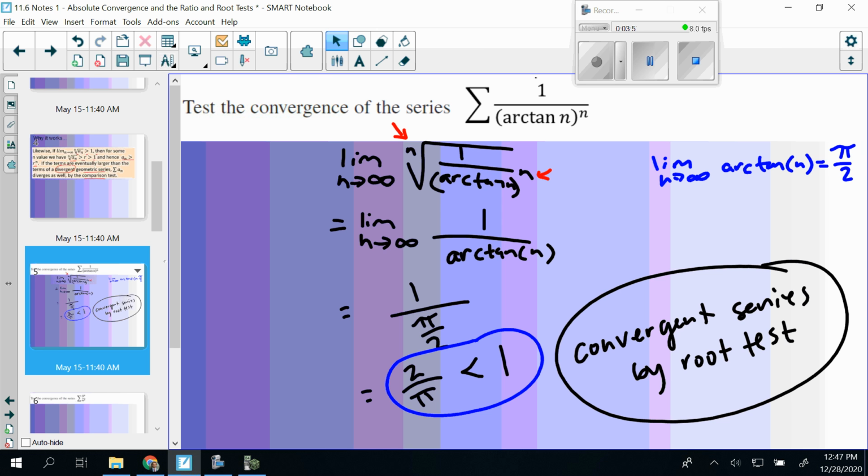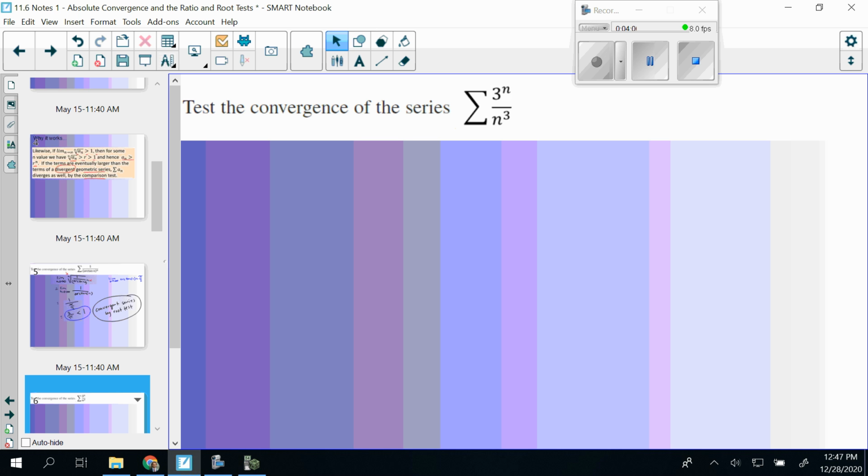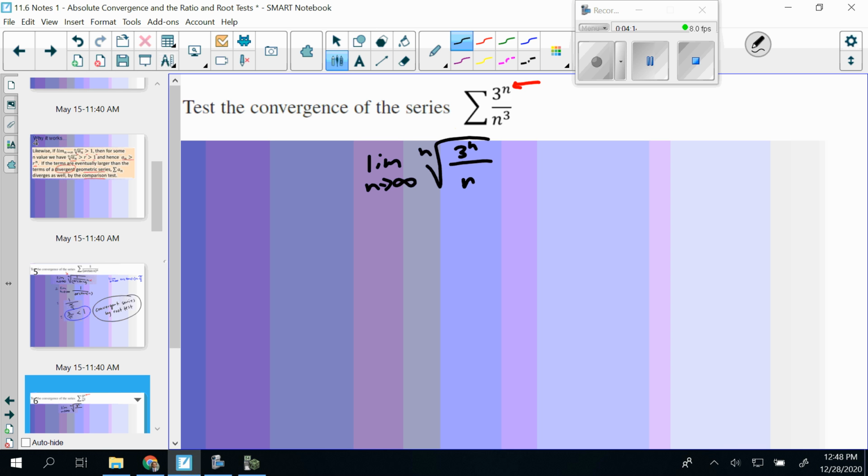All right, let's try another one. Test this series. Again, I see that we have a power of n here, so root test might be a good one to use. So let's do the limit as n goes to infinity of the nth root of what we got here. All right, so if we take the nth root of both top and bottom here, the top becomes easy. The nth root of 3 to the n, the nth root and the power of n cancel out. That's just going to make that plain old 3. On bottom, we got the nth root of n to the 3rd power.